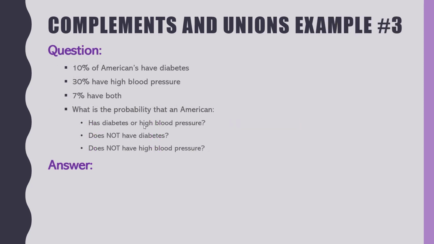So here's the one I was talking to you about earlier, where we're using actual decimal numbers as we go along. These statistics I think are actually true. 10% of Americans have diabetes. 30% have high blood pressure. 7% have both.